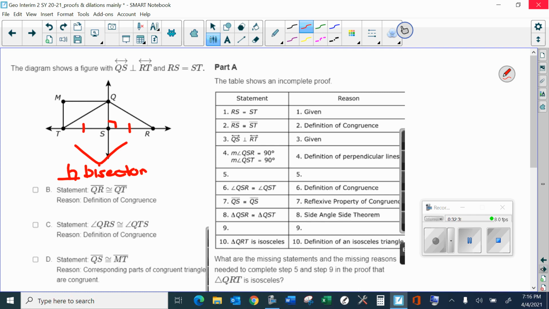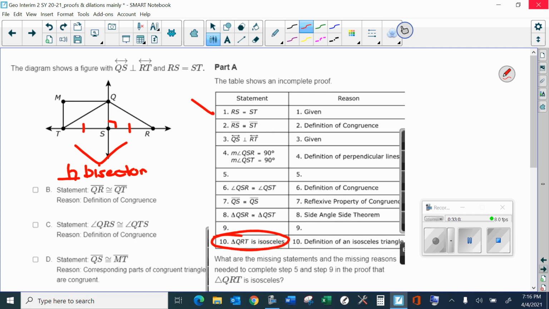So that's going to let me know that I'm going to end up being able to get that triangle QTR is an isosceles triangle. Oh, look at that. That's exactly what you're trying to prove right there: triangle QRT is an isosceles triangle. I should have recognized that right away from the given information that they gave me right there.